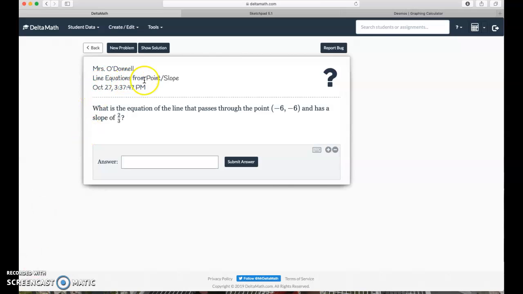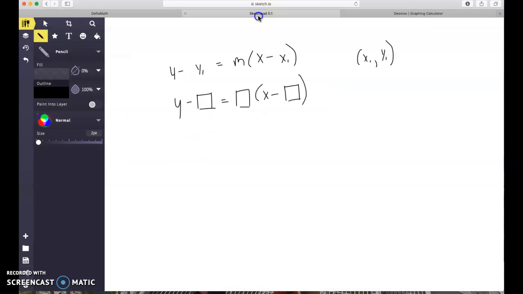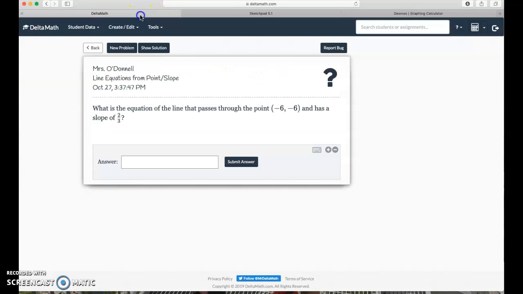Line equations from point slope. So this one's really not much different from the last one that we just did. We're going to use our point-slope form, because that's the easiest form given a point and a slope. So we've got y minus y1 equals m times x minus x1, where x1 and y1 are a point on the line and m is the slope, right?